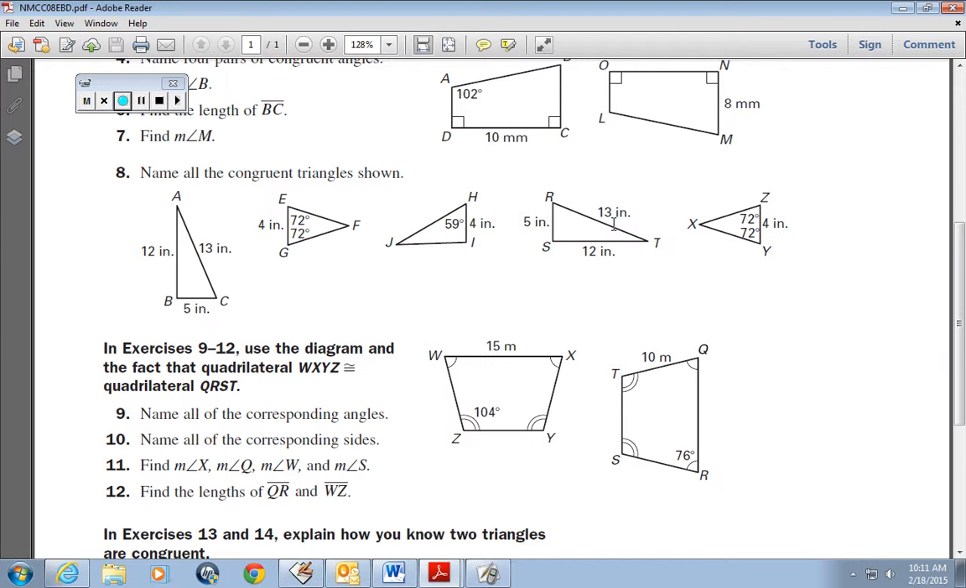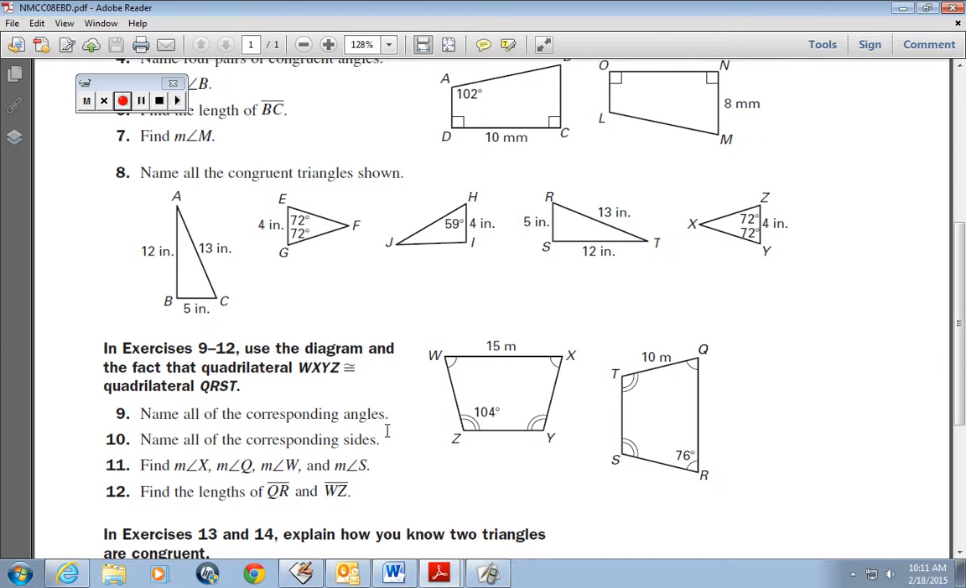And then 9, you're going to do 9, 10, 11, and 12, and you're going to have to use your notes there. So you're going to have to name all the corresponding angles. Again, draw your rainbow here by looking here. And then the sides, which is just like what we did in the notes. And then from there, they're going to tell you to find different things. Okay, so you're going to have to use your notes to find that.